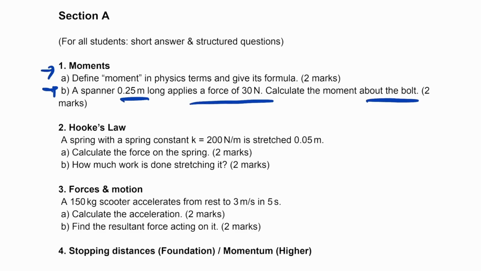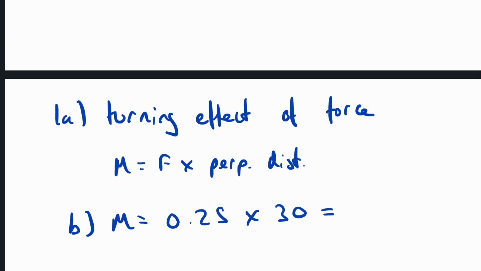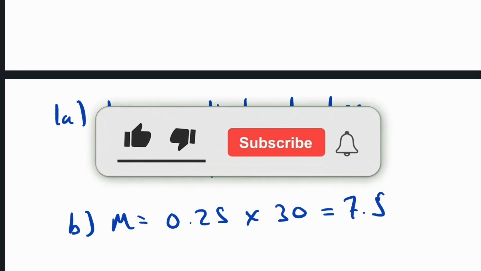Okay. Part B then, a spanner of 0.25 meters long applies a force of 30 newtons. Calculate the moment about the bolt. So we've got 0.25 and 30 newtons. So we're just going to plug into our equation over here that the moment would be equal to 0.25 meters multiplied by the 30 newtons. And that should give you an answer of 7.5. And you do need to also give the units. And so the units for moments is newton meters.